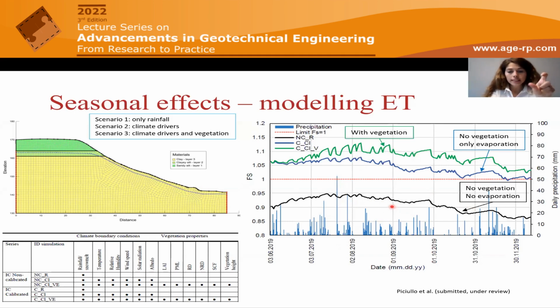So by looking at these differences, we can say that we have a difference of about 11 to 18% between the non-vegetated and the vegetated. And we have about 0 to 6% of difference between the scenario 2, only with climate drivers, and the scenario 3 including vegetation. And as we said, seasons are also affecting this change in safety factor with time. It's possible to observe that in the summer months, from June to September, we have an increasing trend of the safety factor, which can then decrease when the autumn and the winter seasons are approaching.